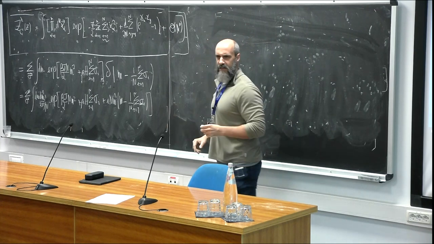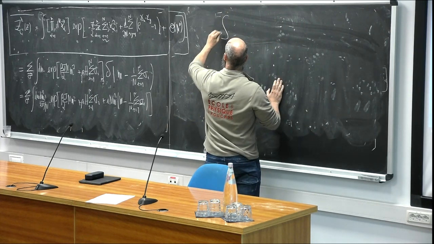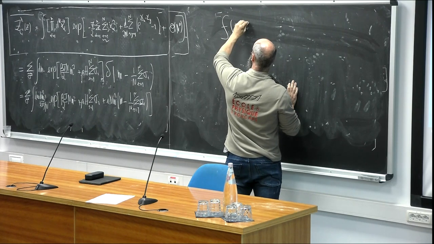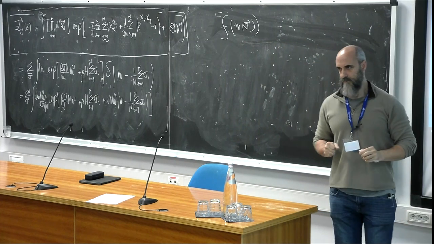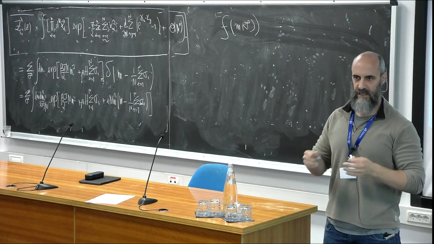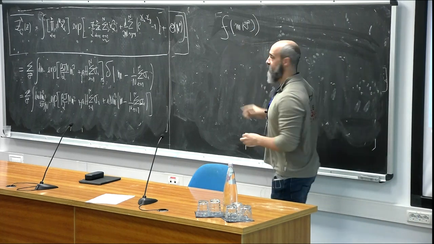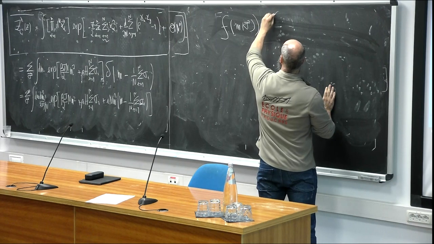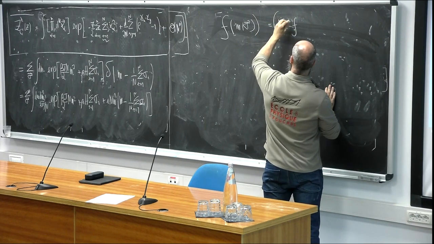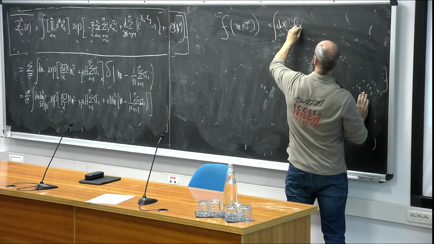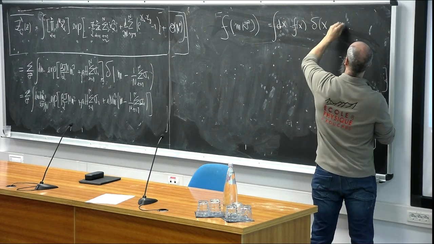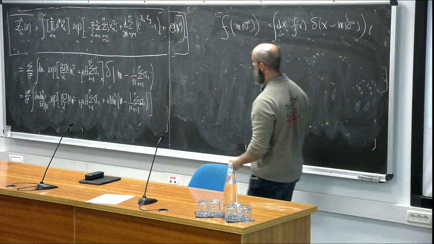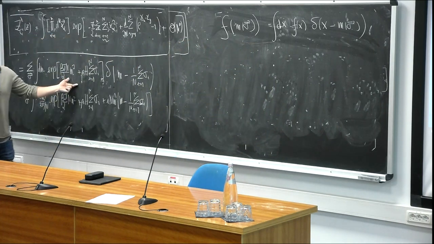So the only trick we are doing is the following. I have a function where the argument is something I desire. It doesn't matter the function. In this case, our function is the exponential, which has beautiful properties. But I have a function of something I desire, and this m of sigma is a function of sigma. The only trick I'm using is that I can write it as an integral over a variable m of this function. If you want, let me call it x, of f of x and the delta of x minus m of sigma. So from the step before to here, what I've done is to use this identity.